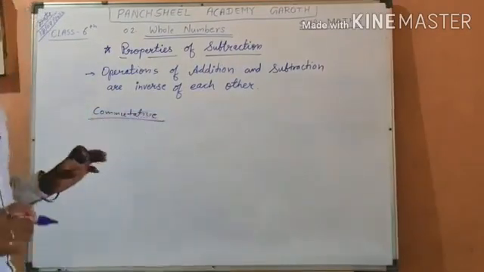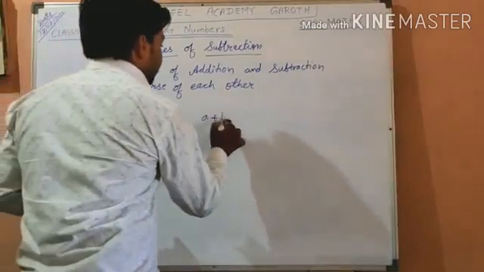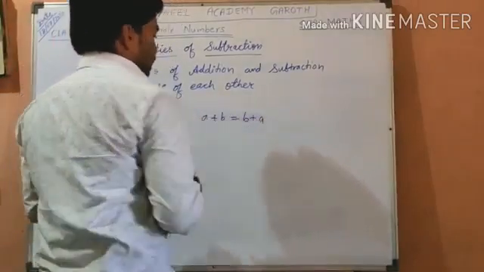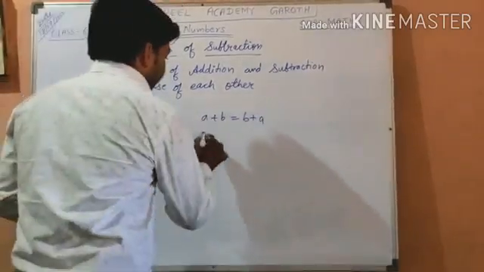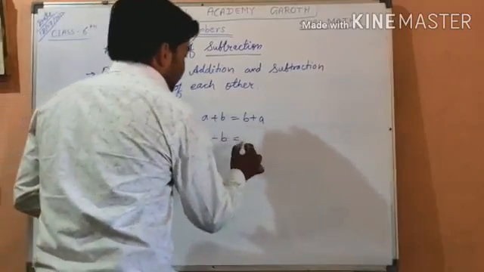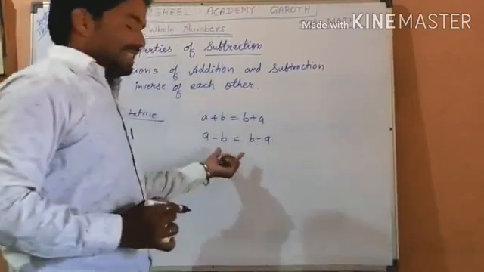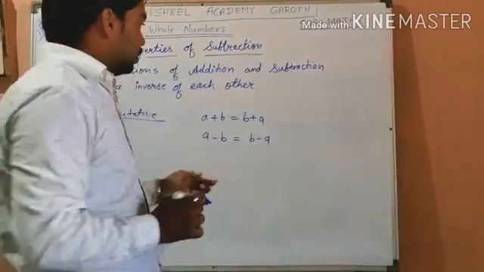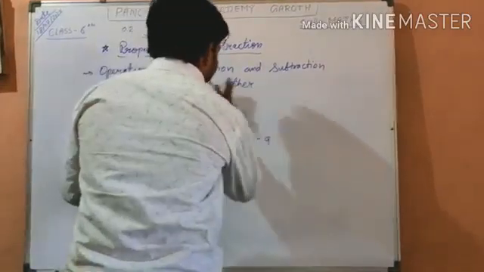In addition, we have seen that a plus b equal to b plus a. So here in subtraction we can say a minus b equal to b minus a. Is it correct or not? So first we have to think about it.